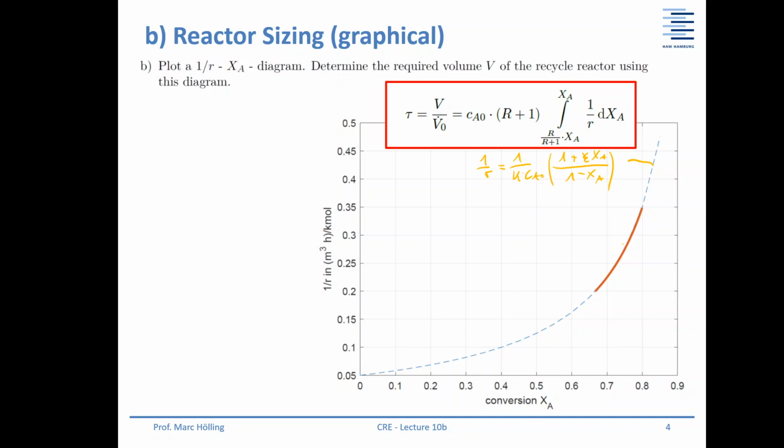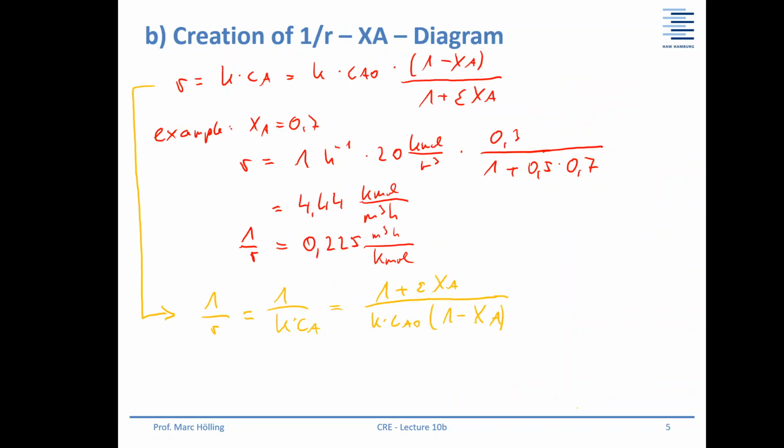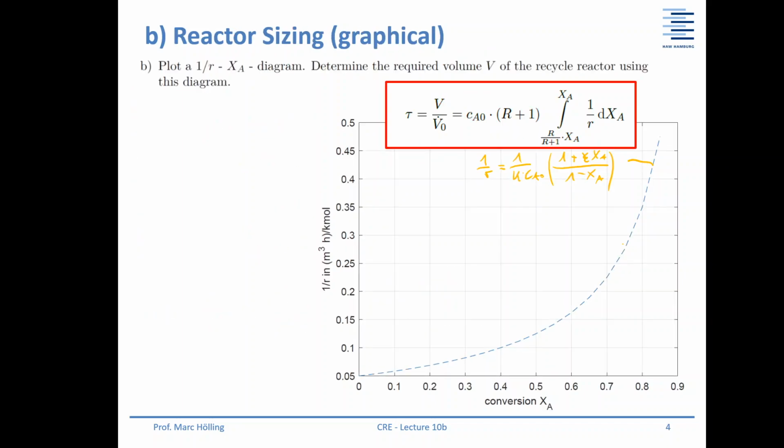And if you compare it here, for a conversion of 70%, we calculated a value of 0.225, and this fits very well here in this diagram. So basically we did something right. Okay, this is how you construct this curve.